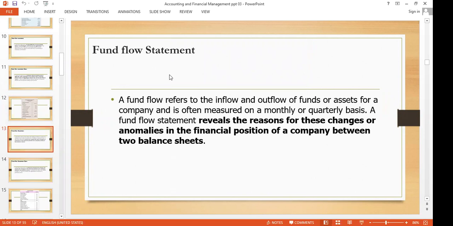The second one is the fund flow statement. It's the same as the cash flow statement. Cash flow shows the cash flow statement, fund flow shows the fund flow statement. A fund flow refers to the inflow and outflow of funds or assets for a company and is often measured on a monthly or quarterly basis. A fund flow statement reveals the reasons for these changes or anomalies in the financial position of the company between two balance sheets. This is the fund flow statement.